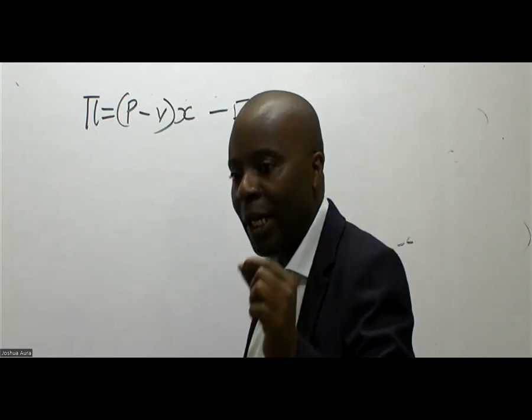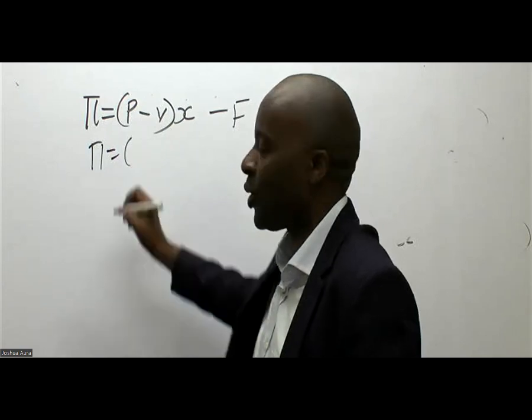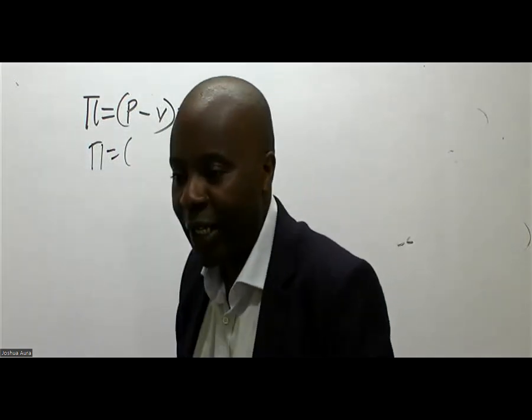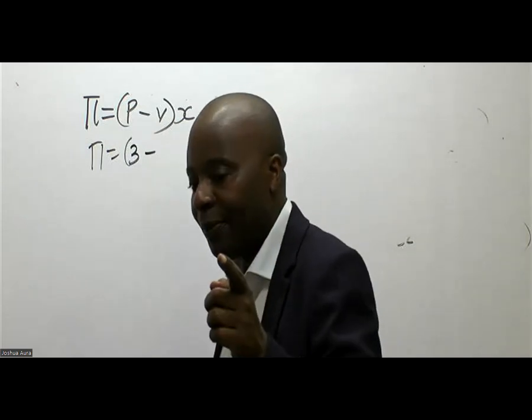So are you able to remind Mwalimu what the selling price is? What is our selling price? Lily tells me it is 3. Have they given me the variable cost per unit?